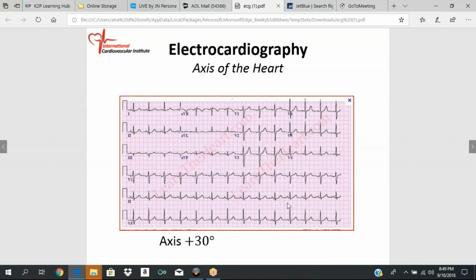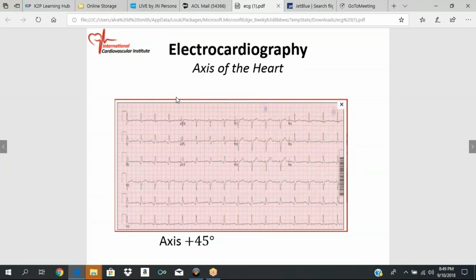If you were paying attention, you would realize that lead 3 is perpendicular to AVR, AVF is perpendicular to lead 1, and lead 2 is perpendicular to AVL. Okay, so it's, you know, like an X, all right? Lead 3 perpendicular to AVR, AVF perpendicular to lead 1, lead 2 perpendicular to AVL.